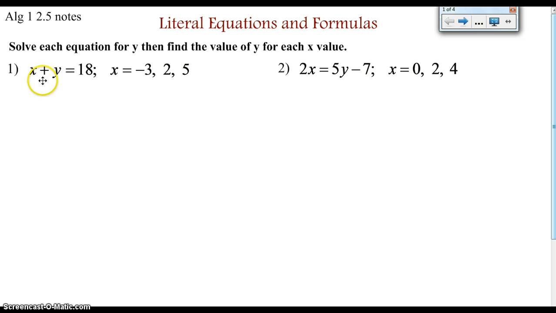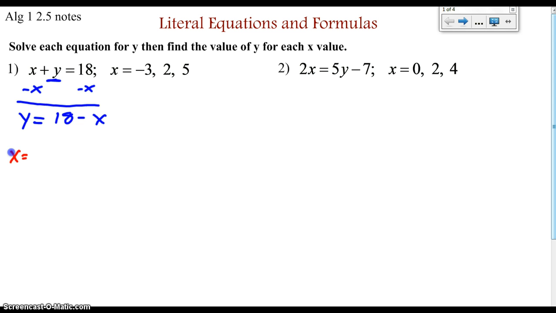First things first. If I want to solve number 1 for y, that's just another way of saying isolate y, that variable. To do that, let's subtract x from both sides. So y then would equal 18 minus x. We've completed the first portion of this. Now what we need to do is take it a step further and evaluate different x values.